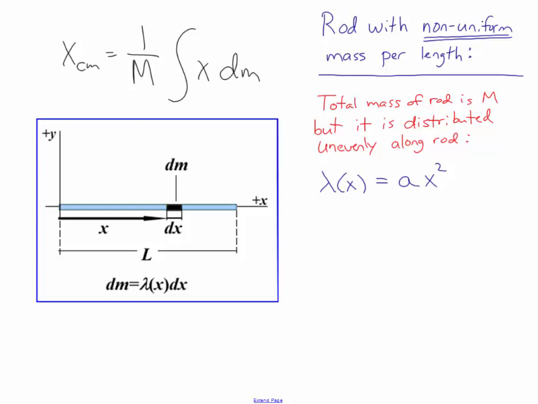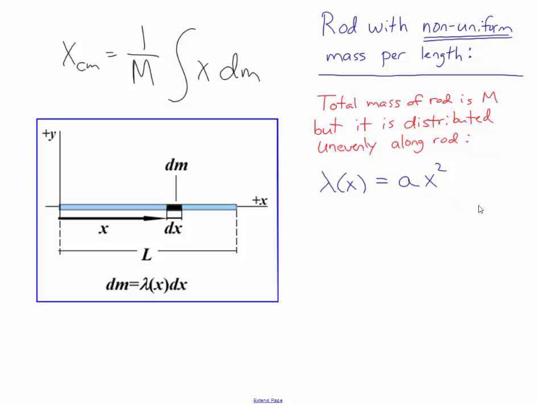And in these situations where you have a non-uniform mass per length, you would need to be given how that mass per length changes with position. So this is something where the mass per length lambda is a function of x. This says that lambda equals a times x squared. As x gets bigger, lambda gets bigger.